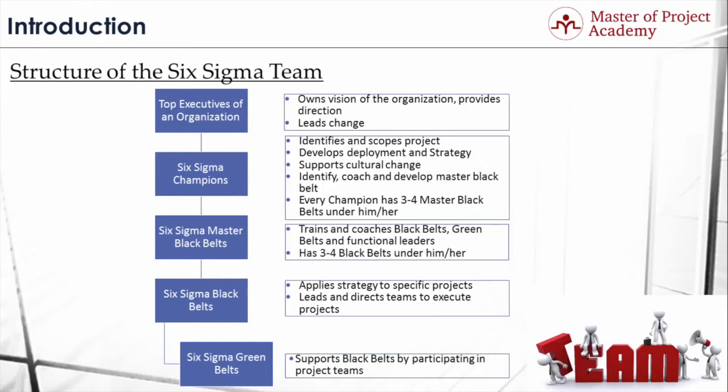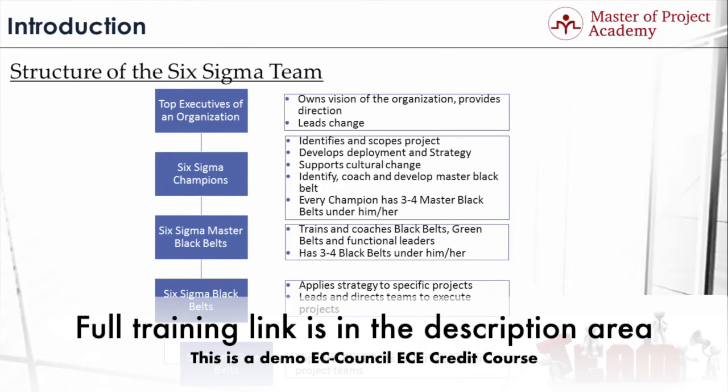The team leader, or black belt, is the person who accepts primary responsibility for the routine work and results of a Six Sigma project. The duties are similar to those of the coach, but specific to one team only. Black belts apply strategy to specific projects, and lead and direct teams to execute projects. Green belts are usually employees who have received enough Six Sigma training to participate in a team, or in some companies, to work individually on a small-scale project directly related to their own job. Green belts support black belts by participating in project teams.